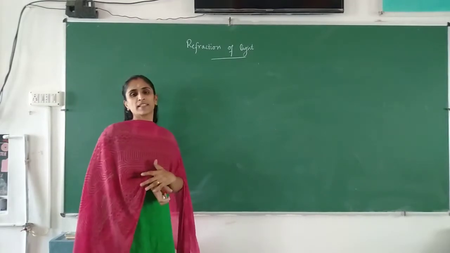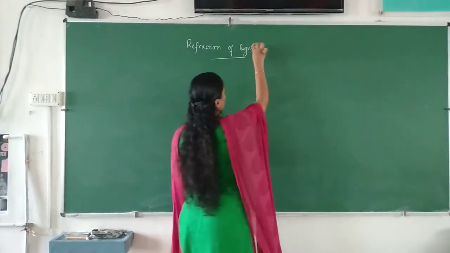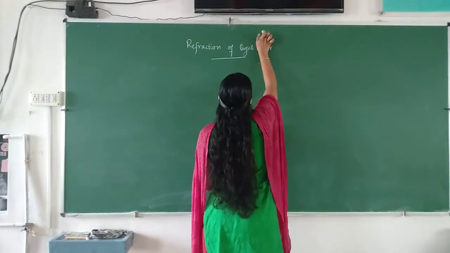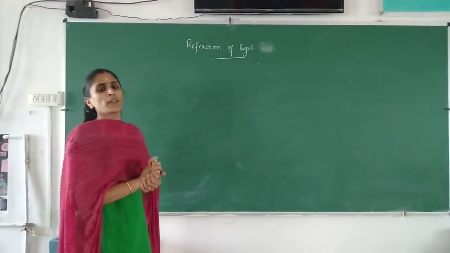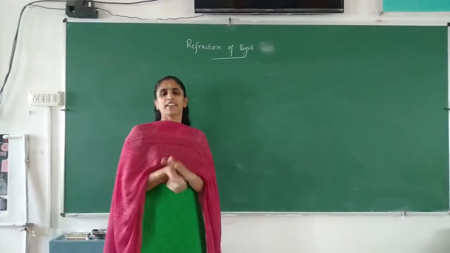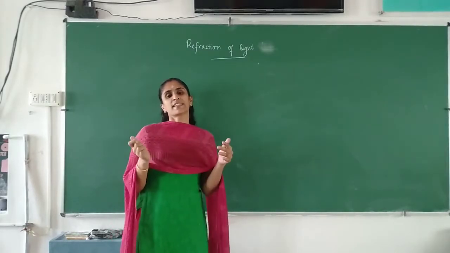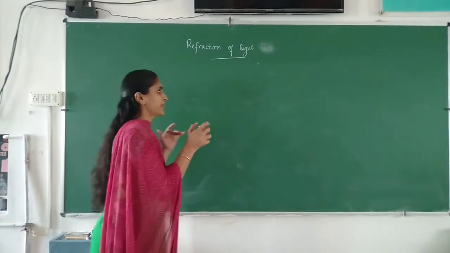And now we will discuss refraction of light through a prism. Refraction of light through a glass. Before discussing that, we will discuss refraction of light itself. Depending on the value of refractive index, we can classify material as a denser medium and a rarer medium.